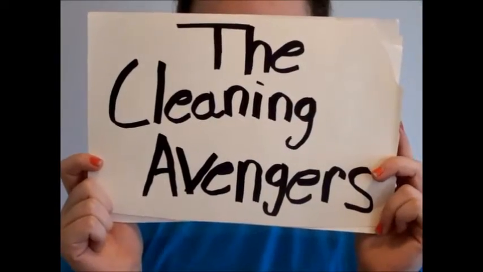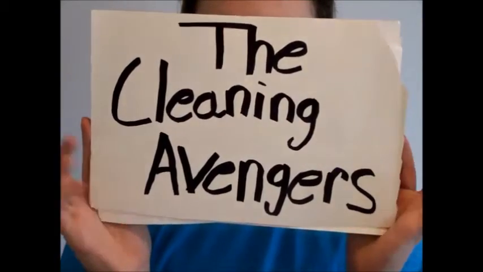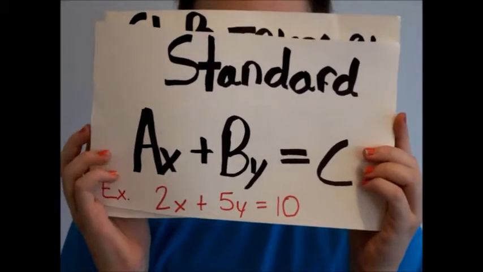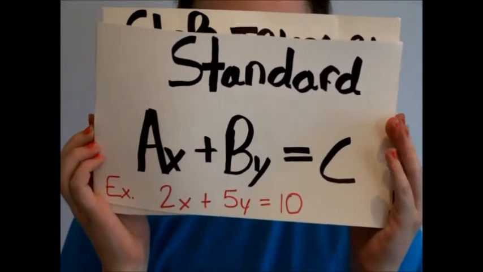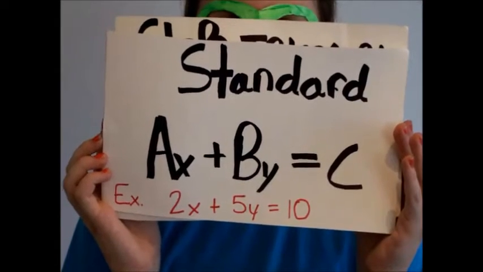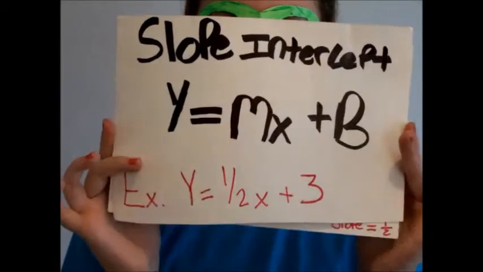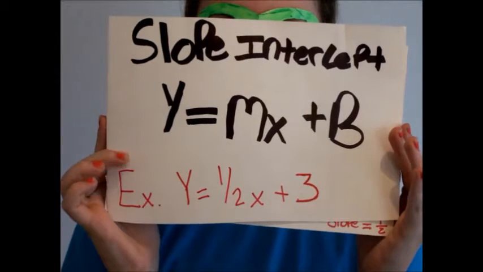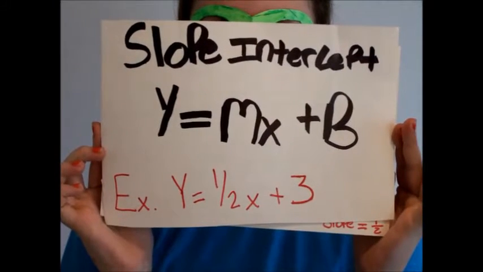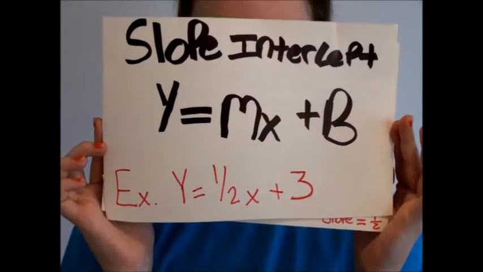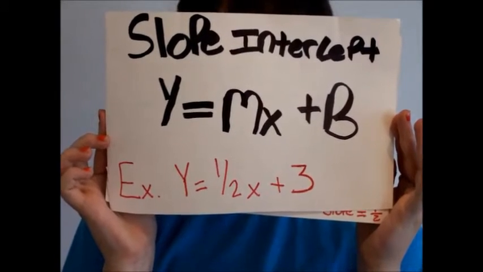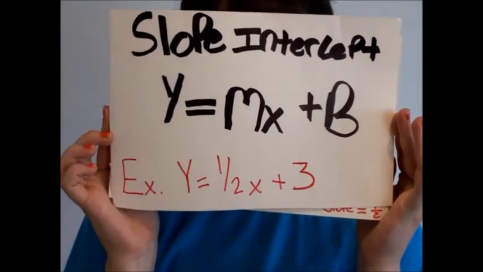There are 3 different equations used to find slope. Standard form, ax plus by equals c. An example of this is 2x plus 5y equals 10. Slope-intercept form, which is y equals mx plus b, where m is the slope of the line and b is the y-intercept. Example of this is y equals 1/2 x plus 3.